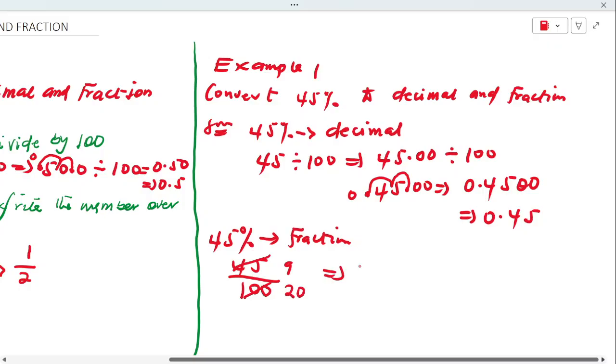So this gives us what? 9 over 20. Therefore, 45% is the percent form, and then 0.45 is the decimal form, and then 9 over 20 is the fraction form. I hope that is simple. All right, so let's move to example number 2.